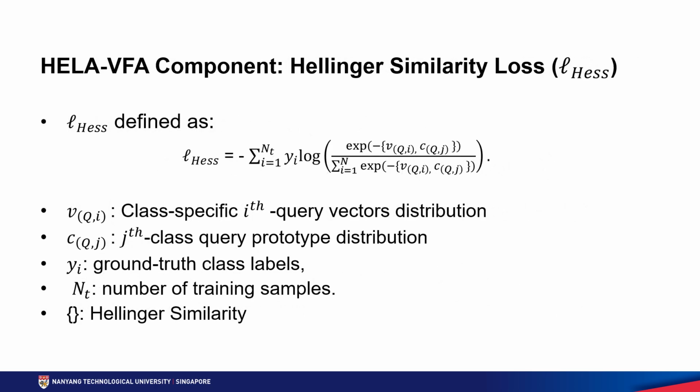The last component we want to talk about is the Hellinger similarity loss, mathematically defined as shown. The respective terms in the equation are also described in this slide. One thing to note is that this loss function takes on a somewhat similar form as that of the cosine similarity softmax loss used in image classification, which is true to an extent.